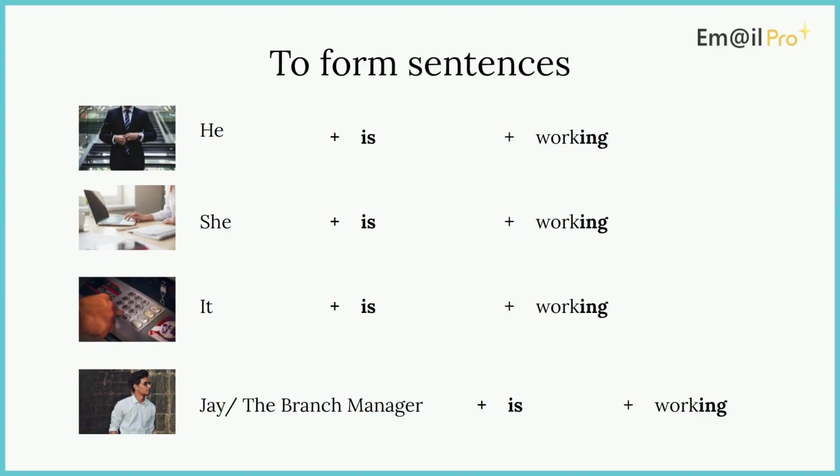To form a simple sentence, begin with the pronoun he, she or it. Add the linking verb is and the action word ending with ing. For example, he is working, or she is working, or it is working. The same rule applies for nouns. For example, Jay is working, or the branch manager is working.